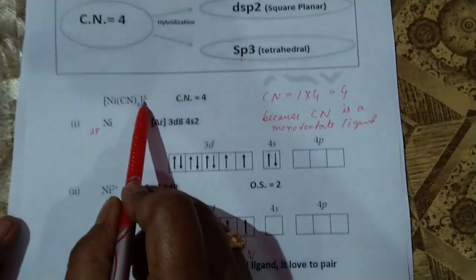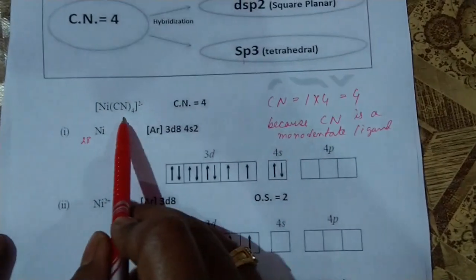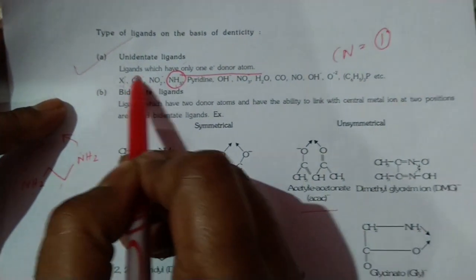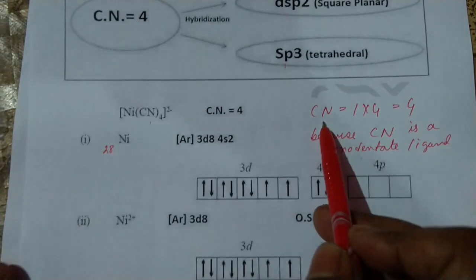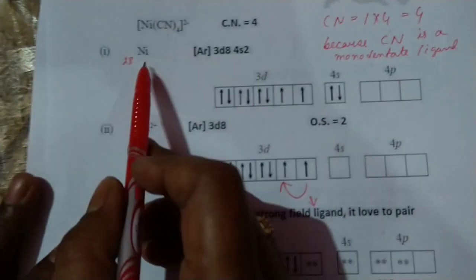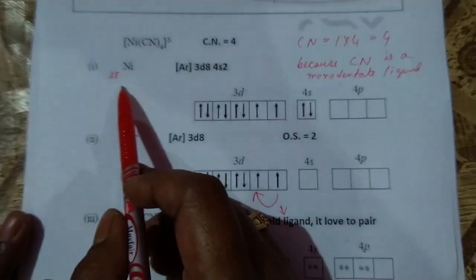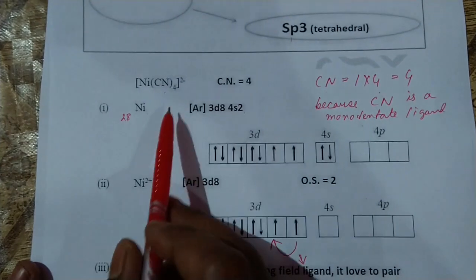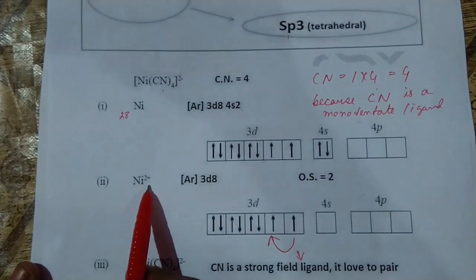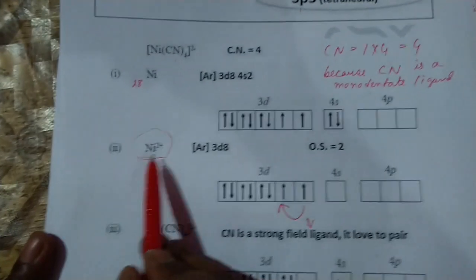[Ni(CN)4]2-. The coordination number is 4 because cyanide, as we already know, is a monodentate or unidentate ligand, so the coordination number is 1 into 4 equals 4. Nickel's atomic number is 28. We'll write the electronic configuration, then the oxidation state. It will lose 2 electrons, so the oxidation state will be 2, Ni2+.